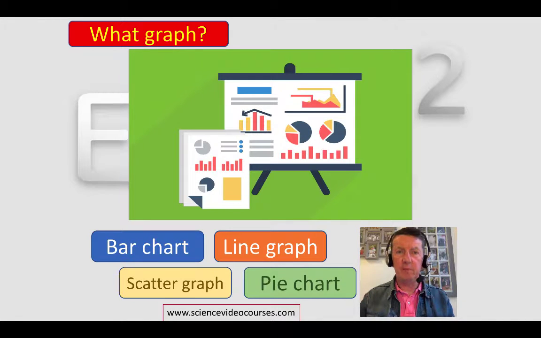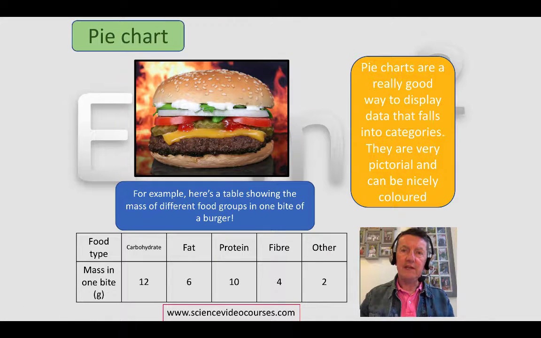Now so far we've been thinking about different sorts of graphs. We looked at bar charts and line graphs and scatter graphs, and so pie chart is a fourth one in this series. Now pie charts, people love pie charts. They love doing pie charts because they're a really good way to display data. They're very pictorial and also you can colour them in, and everybody likes a bit of colouring in.